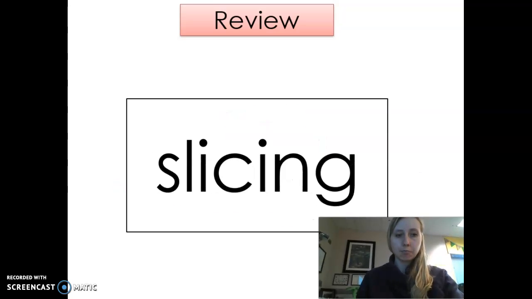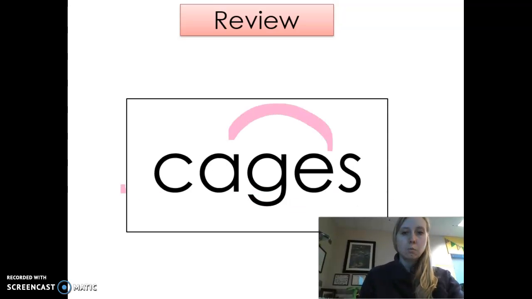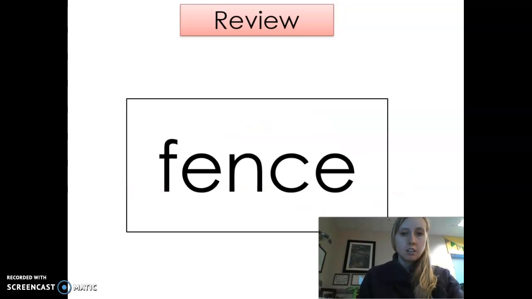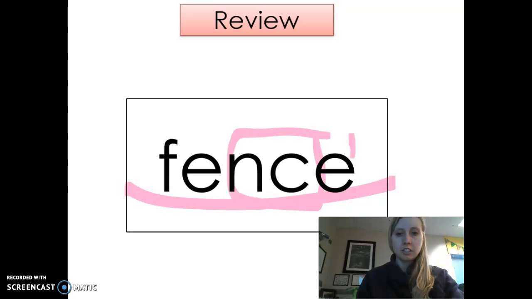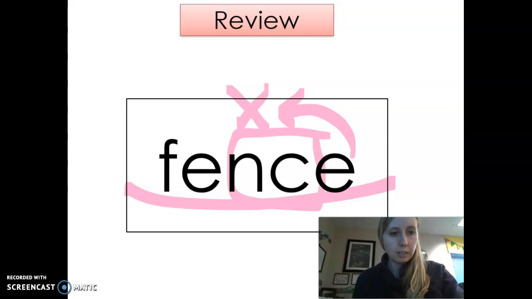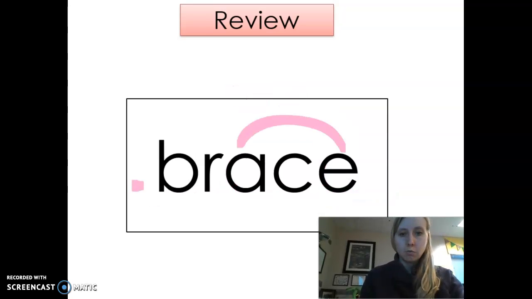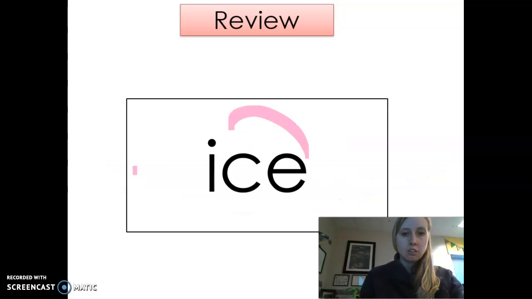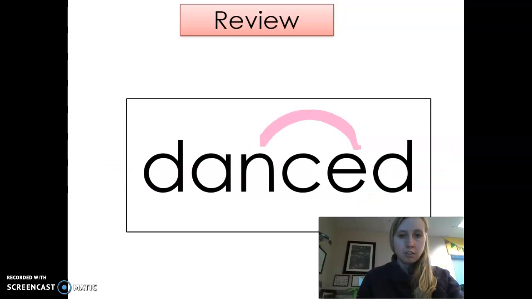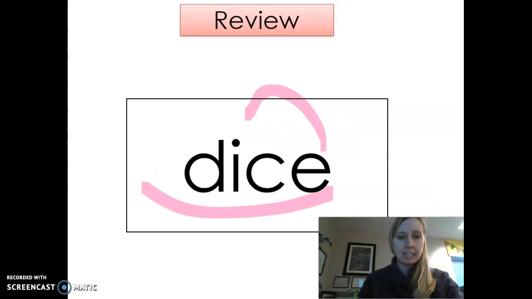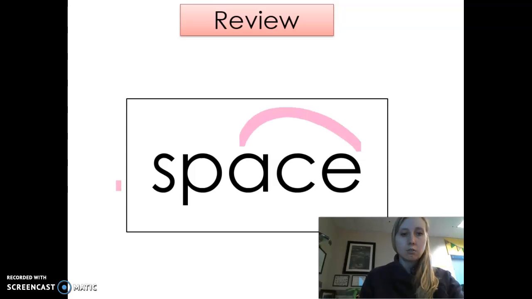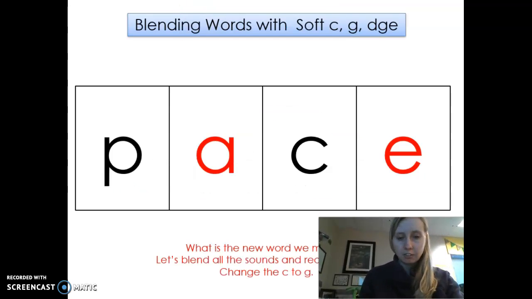3, 2, 1, placed. 3, 2, 1, slicing. 3, 2, 1, cages. 3, 2, 1, fence. So you'll see how there are two letters here, so E cannot jump over two. That's why it's fence. 3, 2, 1, brace. 3, 2, 1, ice. Can't jump over. There it is. 3, 2, 1, danced. 3, 2, 1, dice. 3, 2, 1, space.